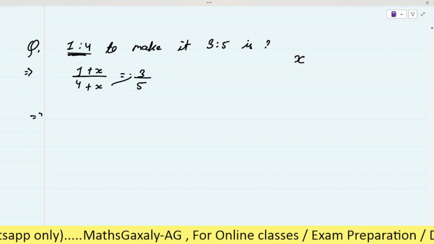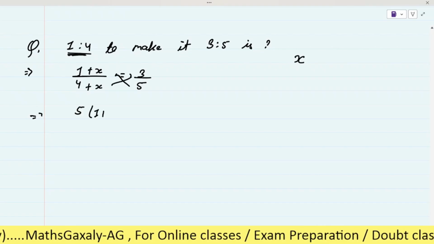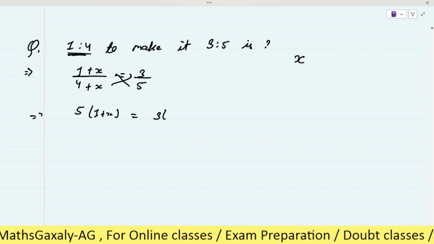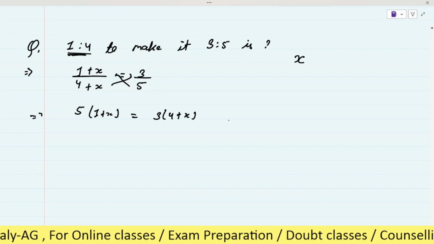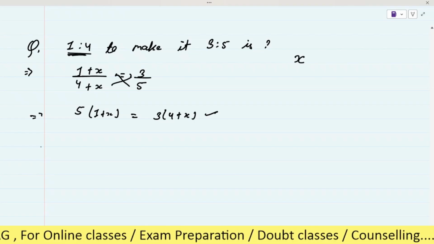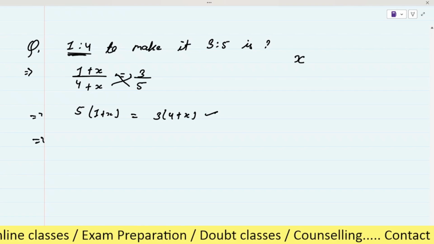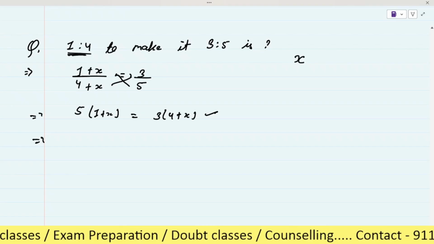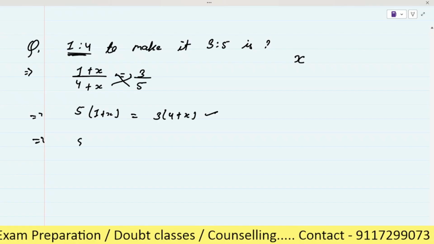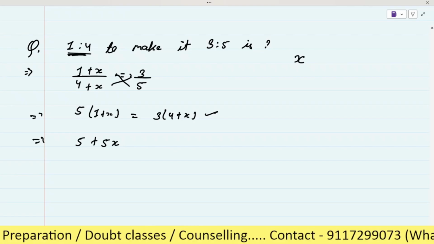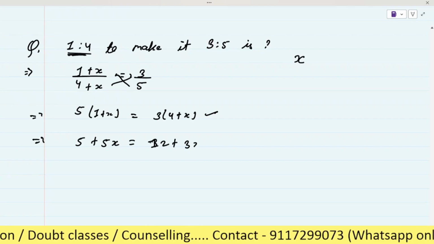Just here you have to do the cross multiplication. So it will be 5 into 1 plus x like this, and 3 into 4 plus x. As I am explaining, that's why I am mentioning this step. But you have to do it directly. No need to mention each and every step. You can skip as many steps as you can. So here it will be 5 plus 5x equal to 3 4s are 12 plus 3x.